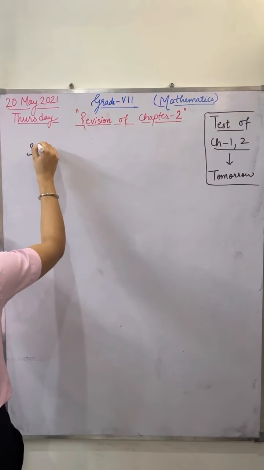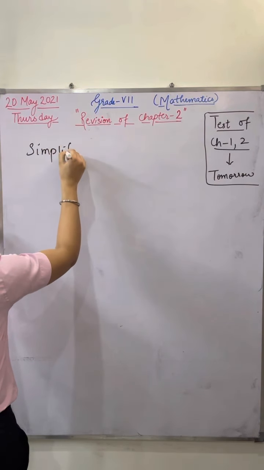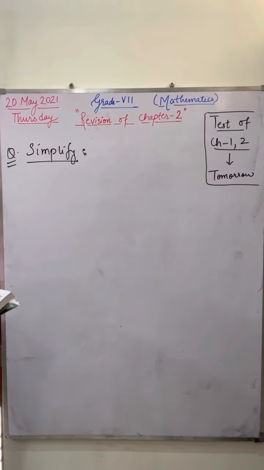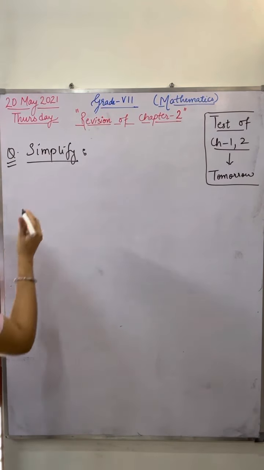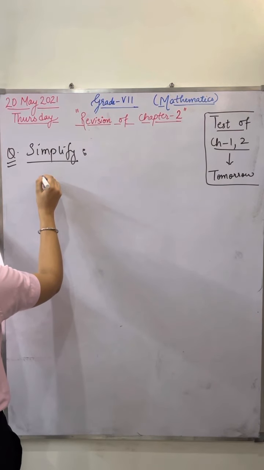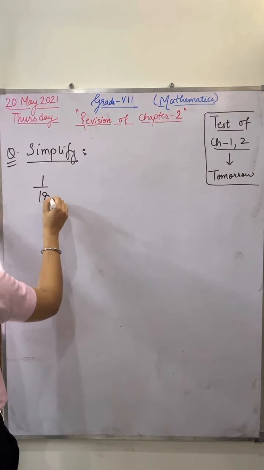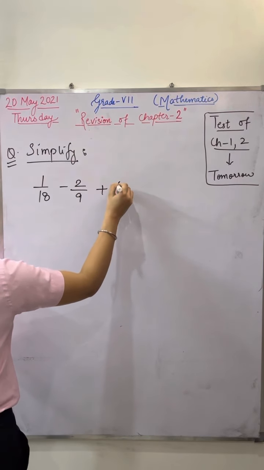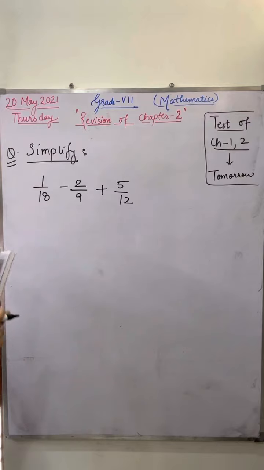Simplify this question. One upon 18 minus 2 upon 9 plus 5 upon 12. Quickly do this.